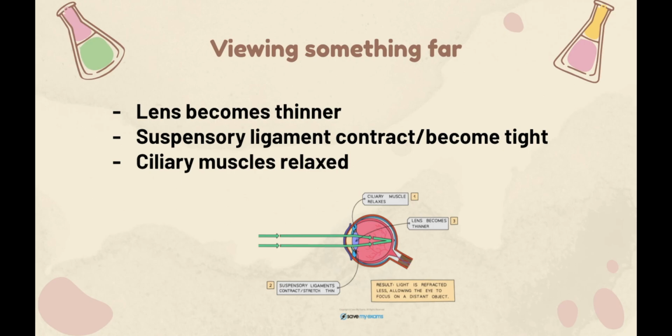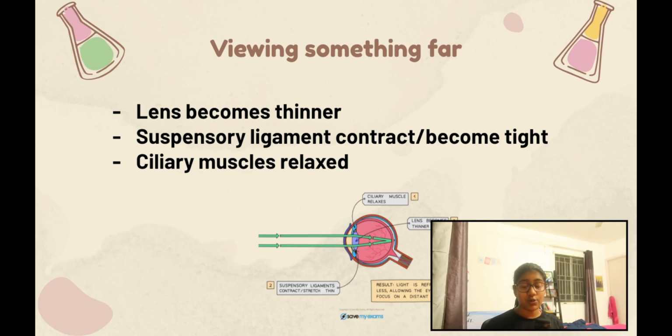Now we're going to move on to viewing something far. So basically the opposite of everything that I just said. The lens becomes thinner, so the lens becomes flatter, stretched out. And because the lens is being stretched out, the suspensory ligaments will have to contract. They'll have to become tight in order to pull on the lens, if you can imagine that, in order to make it thinner. And in this case, the ciliary muscles can just relax because they don't need to push anything in or make anything thicker. Now, this is a bit challenging to remember for a lot of students, and I can understand that.